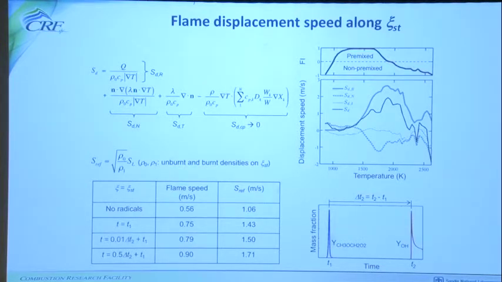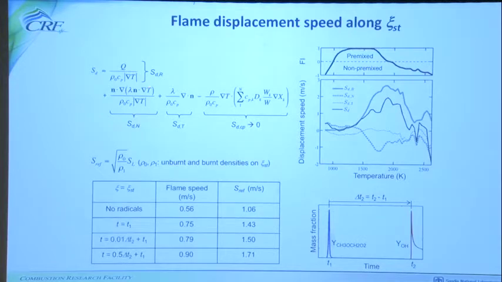And at the triple point, which is right about here, we get a displacement speed of about 1.7 to 1.8, roughly in that range, at the triple point, based on the flame index. So these are on average.